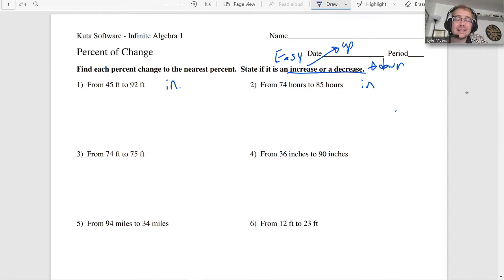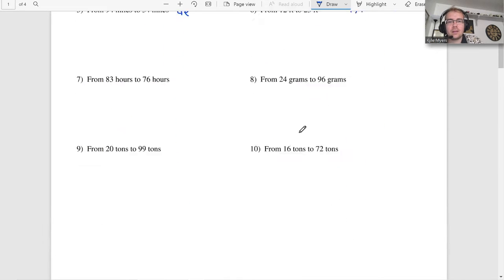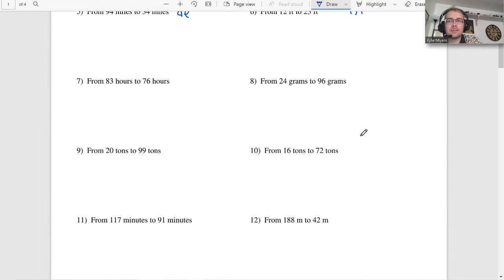74 to 75. It's a little bit of an increase, but it's still an increase. 36 to 90. That's an increase. 94 to 34. Ooh, our first decrease. That went down. 12 to 23. Increase. And I'm just going to use the same blue for everything here. Increase and decrease. 83 to 76. Is that up or down? Down, so decrease. 24 to 96. Increase. 20 to 99. Increase. 117 to 91. Decrease, right? 188 to 42. That's a decrease.